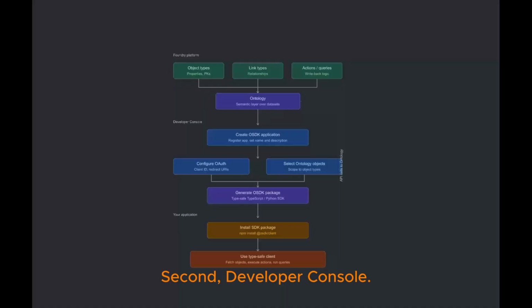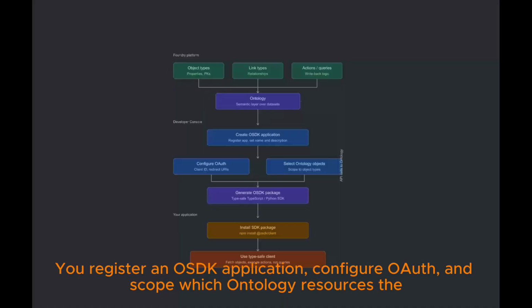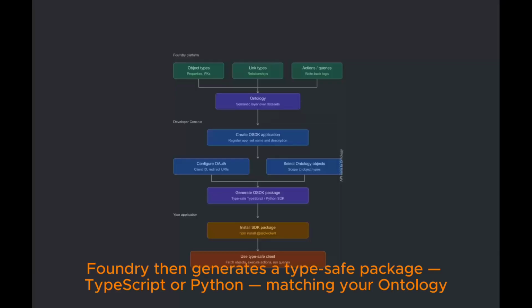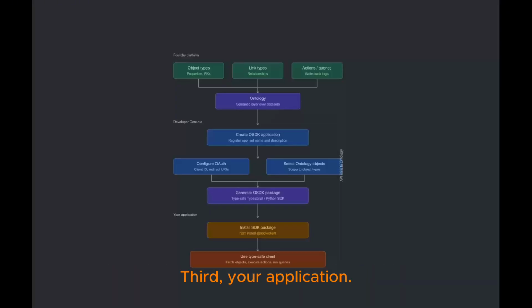Second, Developer console. You register an OSDK application, configure OAuth, and scope which ontology resources the SDK should include. Foundry then generates a type-safe package, TypeScript or Python, matching your ontology schema.